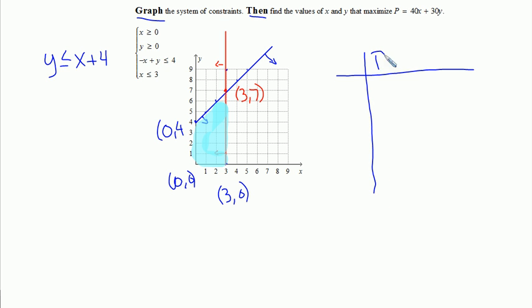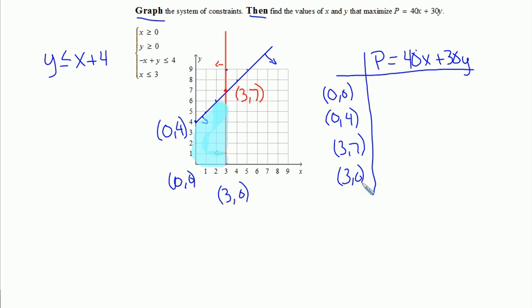So p is equal to 40x plus 30y. So the first value here is 0, 0, and then head on around. We have 0, 4, 3, 7, and 3, 0. Let's see if we can eliminate some of these to make our work less.